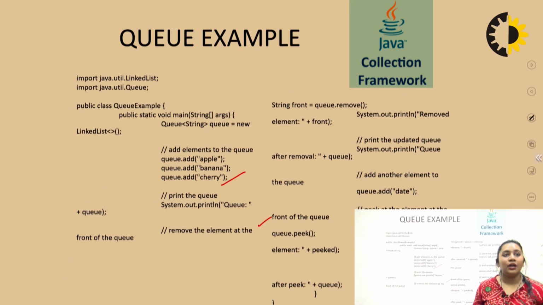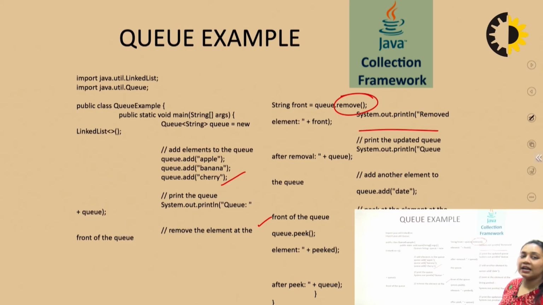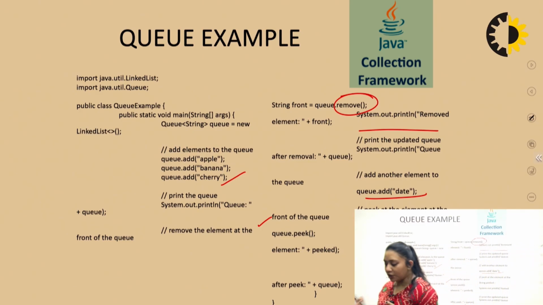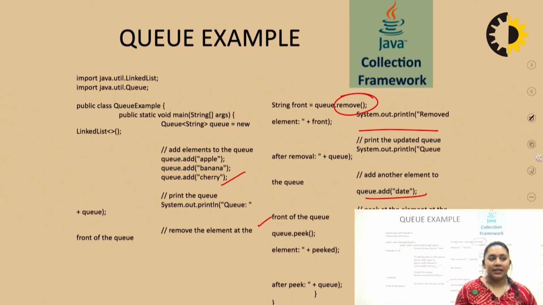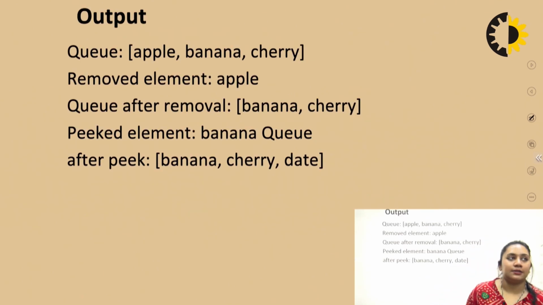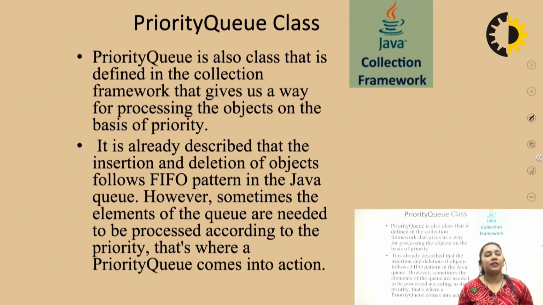Then if you need to remove, you just write the remove command. Here the elements can be removed. And if you need to add or update any data, you just write queue.add. And if you need a specific element on a priority basis, you write the peek command, right? The peek method is used to retrieve the element on the priority basis of the queue. So this is the example.